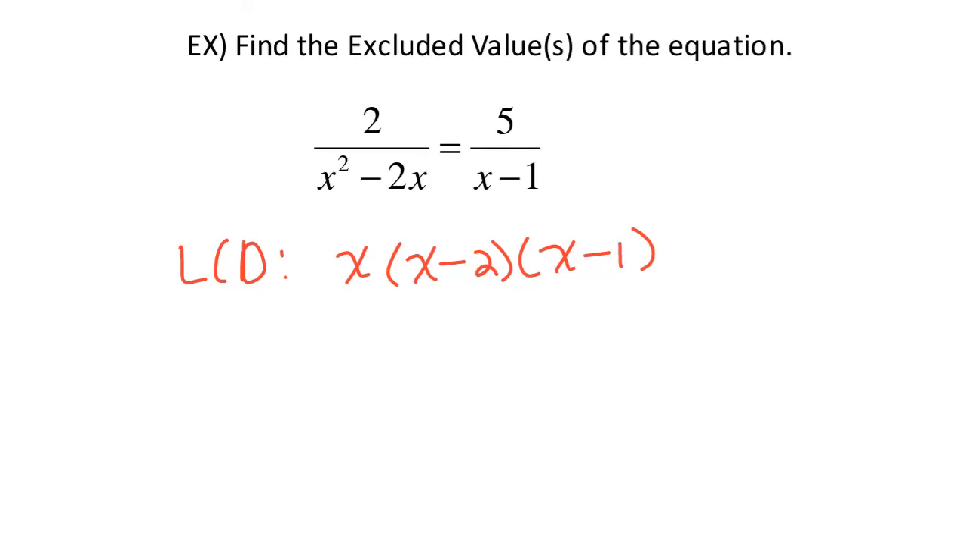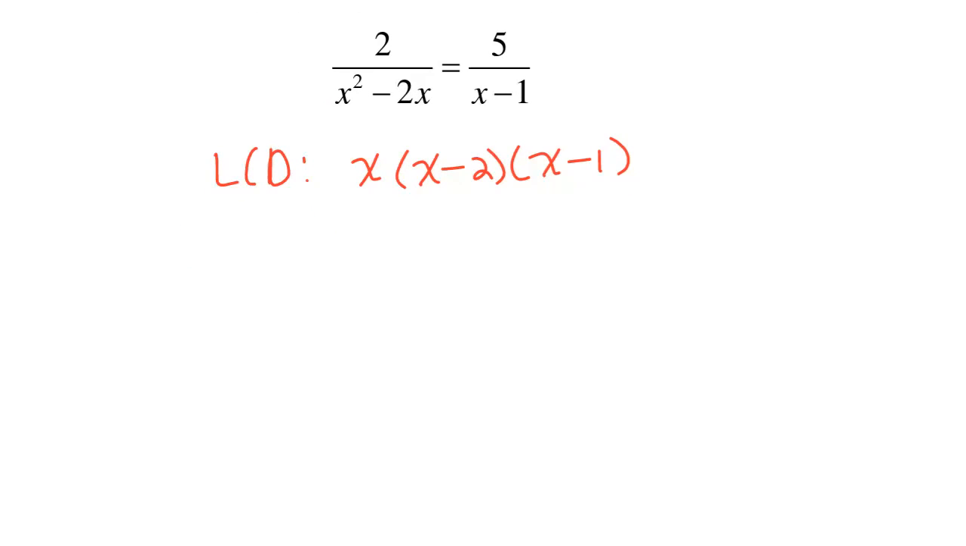So now for the excluded values, I need to figure out what values would be creating a 0 in the denominator. And so if you notice, these values right here came from the denominators. So basically, I already have this in the LCD. It's basically all of the denominator portions, okay? So I need to figure out when would these be 0, and those would be my excluded values, okay?